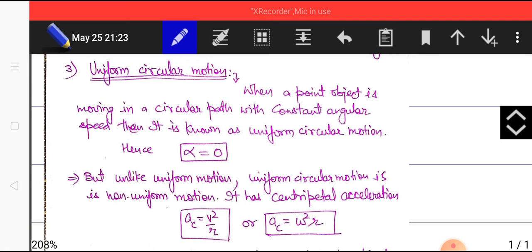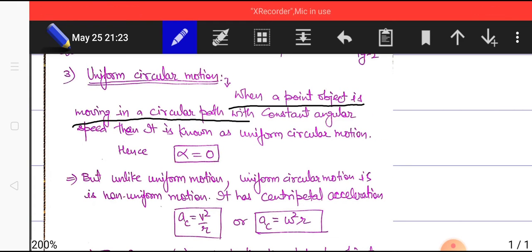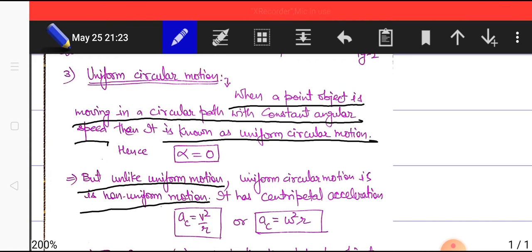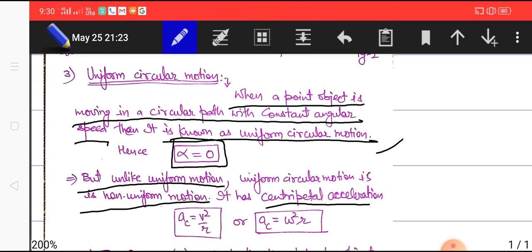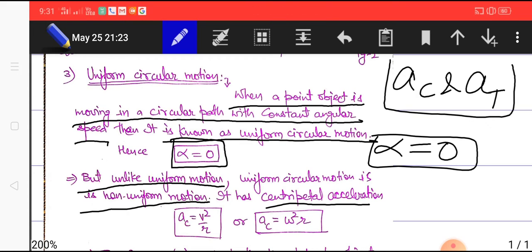Next is uniform circular motion. Uniform circular motion is when an object has constant angular speed in a circular path. But please note that uniform circular motion is non-uniform motion because it has centripetal acceleration even though it has zero angular acceleration. So we have two accelerations in circular motion. One is centripetal acceleration and the other is tangential or linear acceleration.